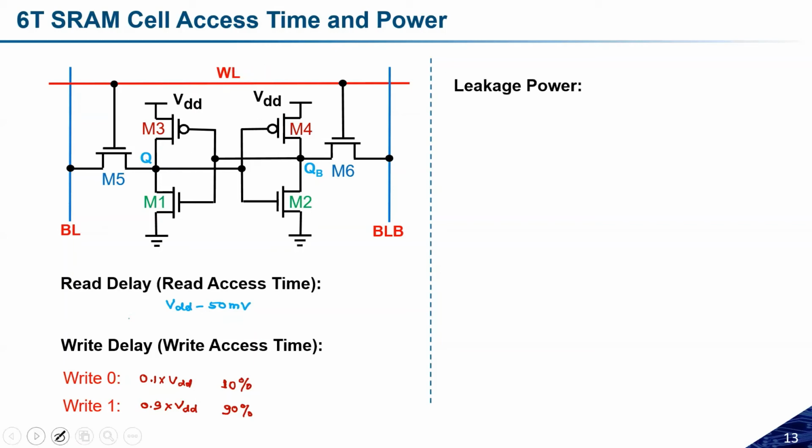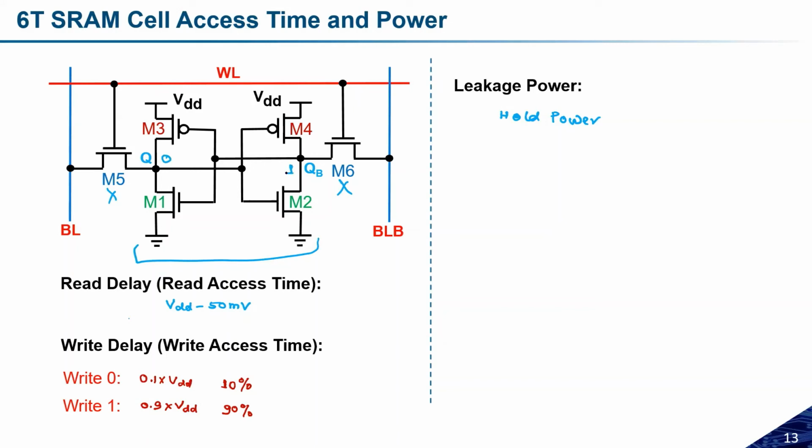The first power is the leakage power. Leakage power means when the memory is in the hold state, so we can also call it the hold power. If the memory is in hold state, M6 and M5 will be in the off state, and both inverters form a latch. Let us assume Q is 0 and QB is equal to 1.